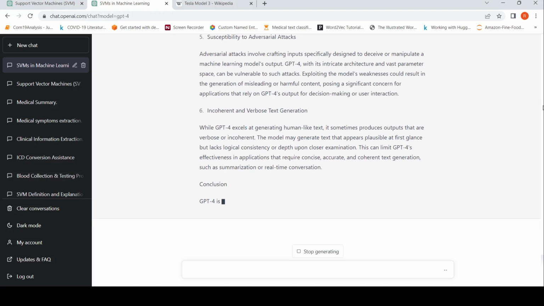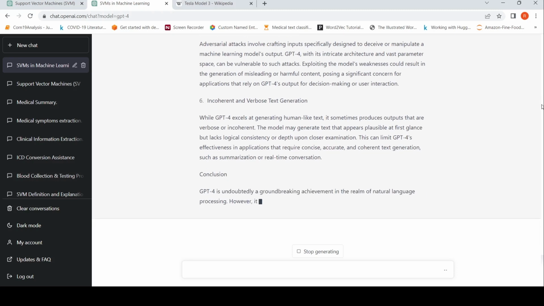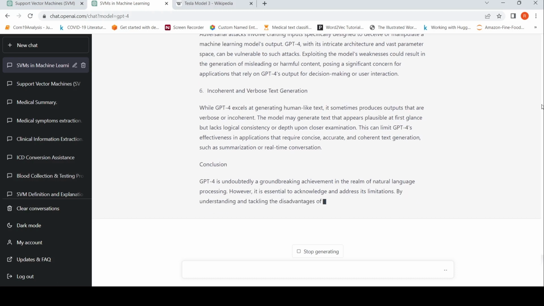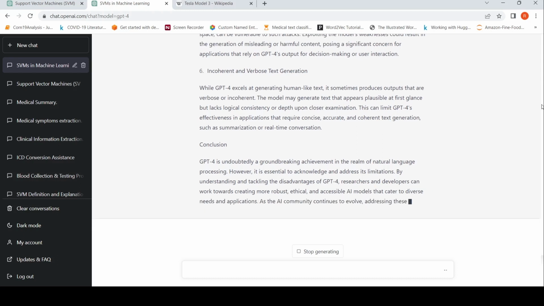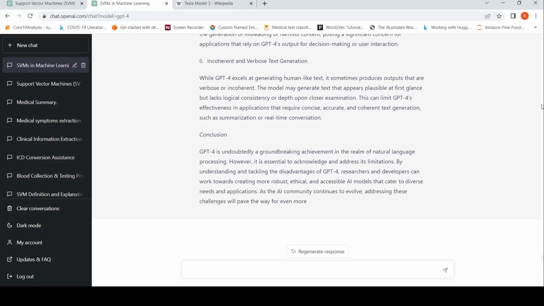Yeah, it gives a conclusion now. Groundbreaking achievement. However, it is essential to acknowledge and address its limitations. By addressing these disadvantages, researchers and developers can work towards improvement. Good. Addressing these challenges will pave the way for even more.